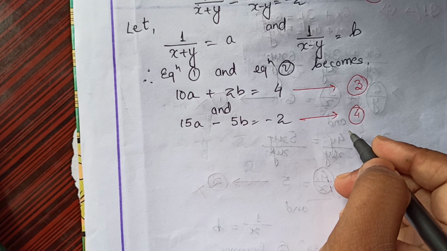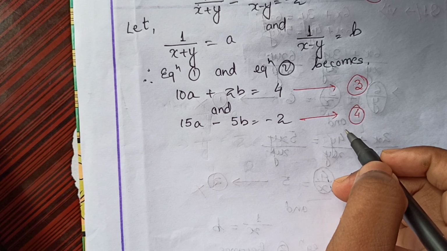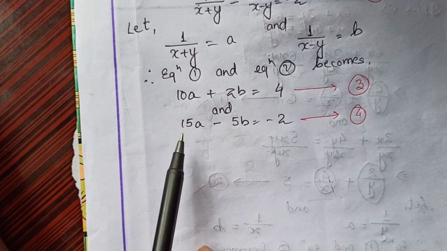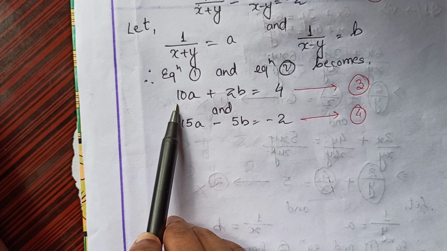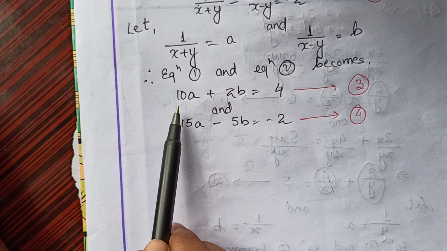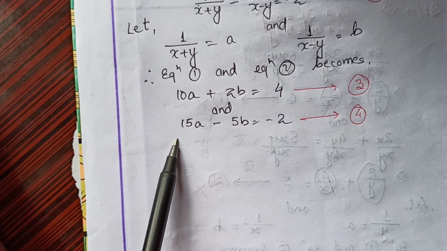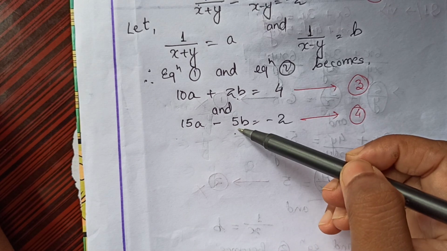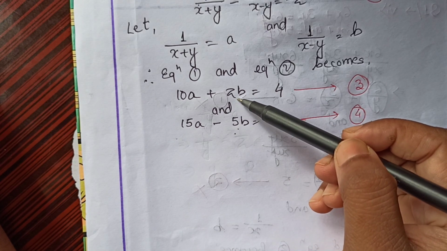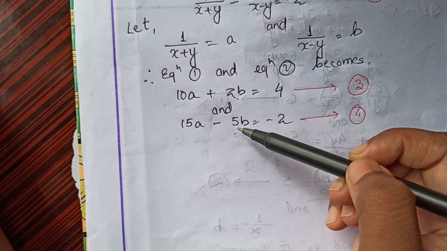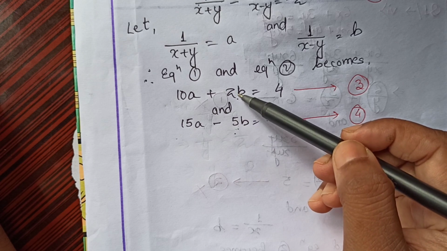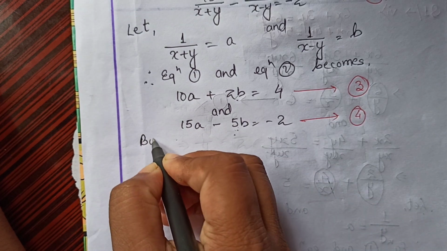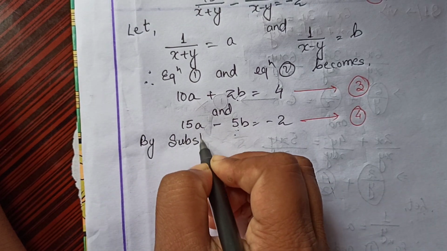So let us check first, can we do it through the elimination method? See, here we have 10 and here 15. 15 is not divisible by 10 and 10 is also not divisible by 15. So let us go towards the next one. Here we have 2 and here we have 5. 2 is not divisible by 5, and 5 is also not divisible by 2. So what will we do here? We will use the substitution method only.